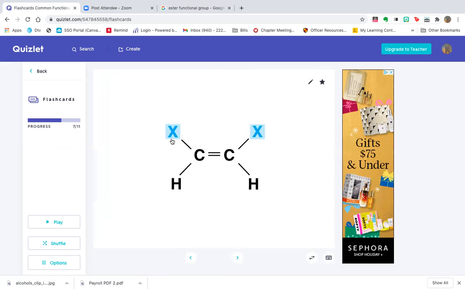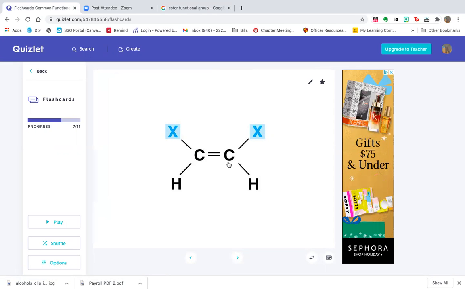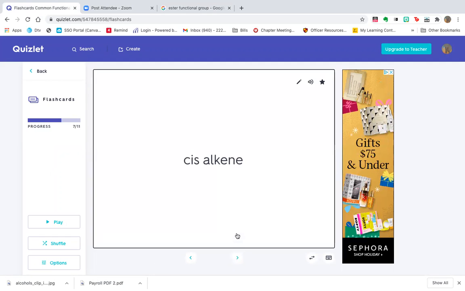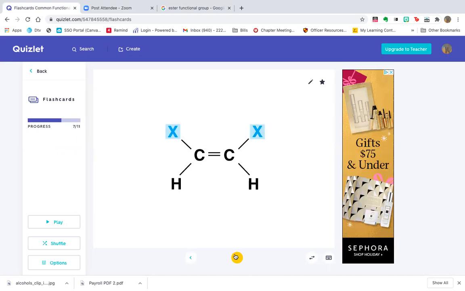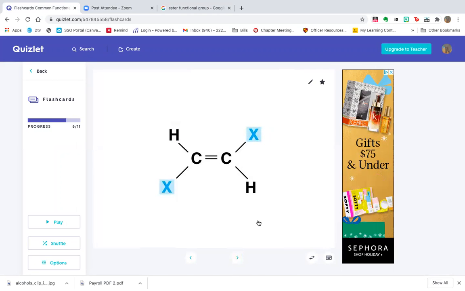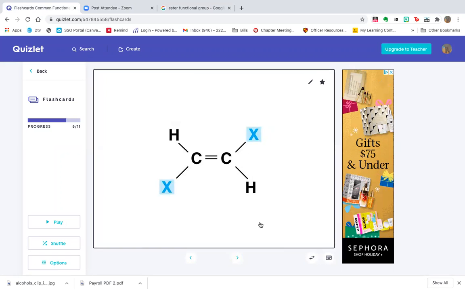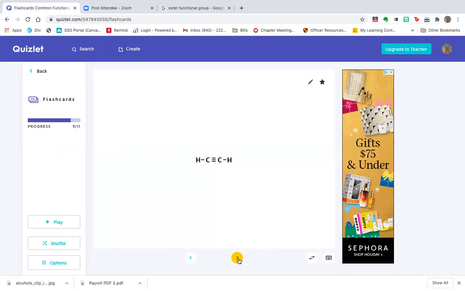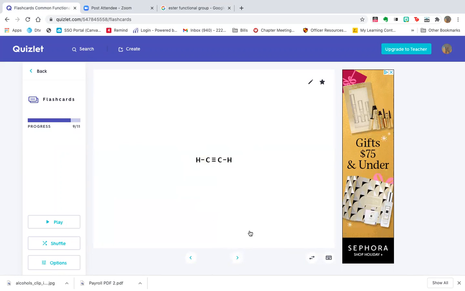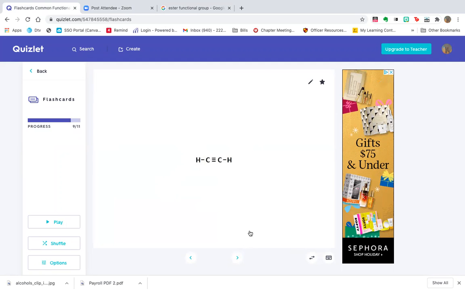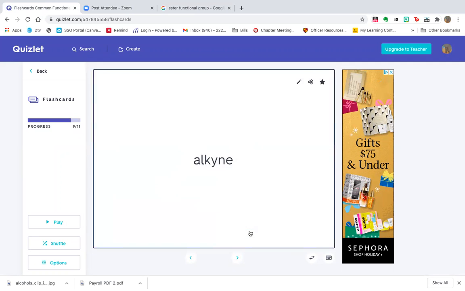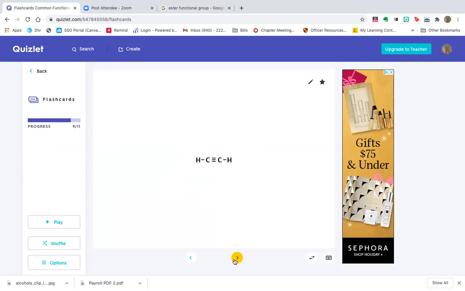Is this a cis or a trans isomer? A cis. Yes, that is a cis because the H's and the X's are both on the same side. All right, and then this will be trans. Trans, yep. And what is this? Alkene or alkyne? This is the alkyne because it's got that triple bond.